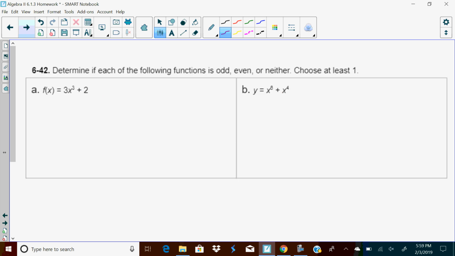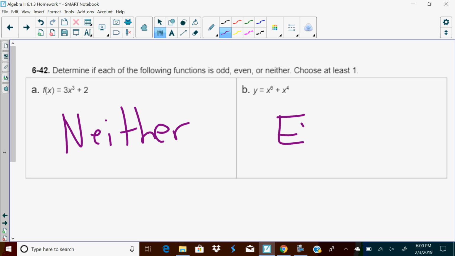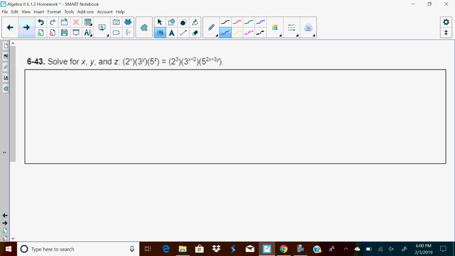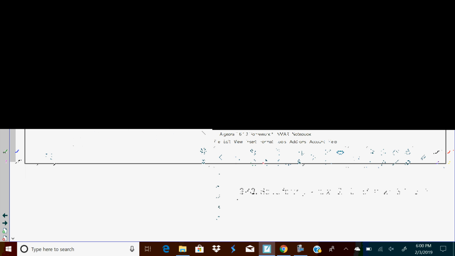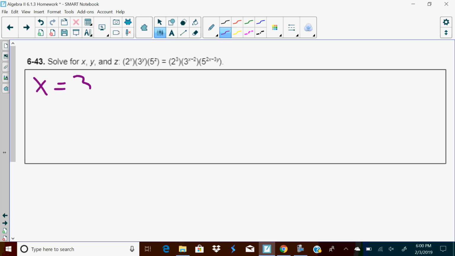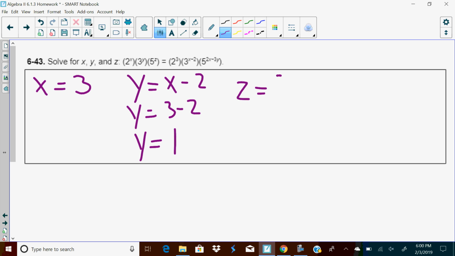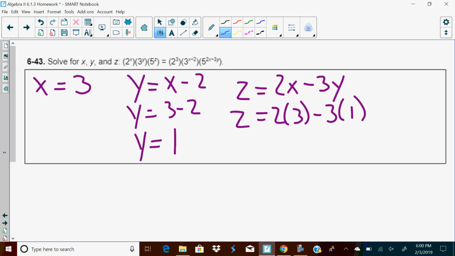Determine if each of the following functions is odd, even, or neither. So I graph them, and the first one is actually neither. And the second one is even. And solve for x, y, and z. So their exponents are the same, so they have to be equal to each other. So x has to equal 3. Then y equals x minus 2, so I just plug in x. So y equals 3 minus 2, or 1. And then z equals 2x minus 3y. So z equals 2 times 3 minus 3 times 1. 6 minus 3, which is 3.